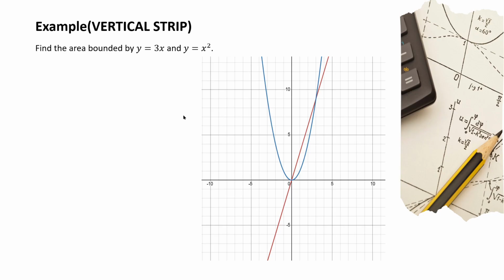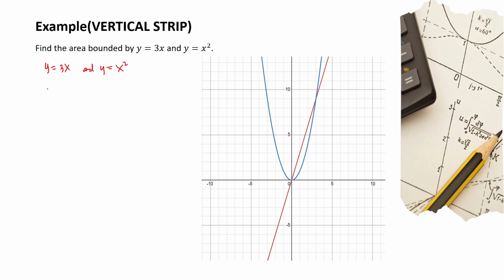So, okay, let's proceed with example number 1. This is the vertical strip. Find the area bounded by y is equal to 3x and y is equal to x squared. The first thing that we're going to do here is find the intersection between the two functions, y is equal to 3x and y is equal to x squared.